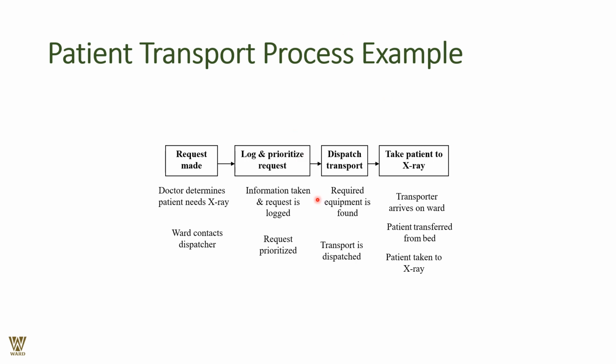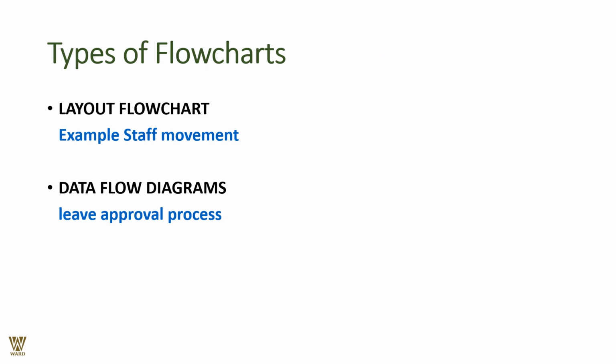The information has to be passed on, percolated: when the patient has to report, what has to be done, where the equipment is free, and take the patient for X-ray. The transporter arrives and the patient is transferred from the hospital bed, taken for an X-ray and returned back. This is one of the smallest of all processes in the hospital that has been generated through a flow chart. So types of flow chart can be layout flow chart.